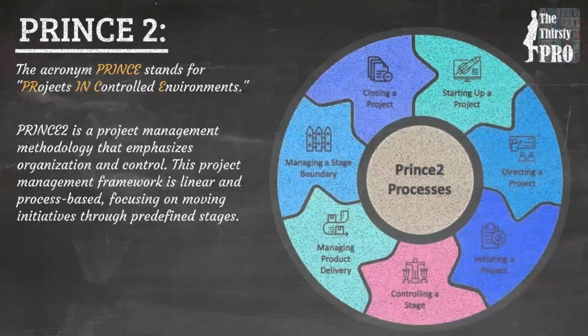The project board then reviews the deliverables and decides whether to approve the work or request any changes or additional work for the project. Next is managing a stage boundary. At the end of each stage, the project board holds a review to decide if the project should continue moving forward or if the team should abandon the project.